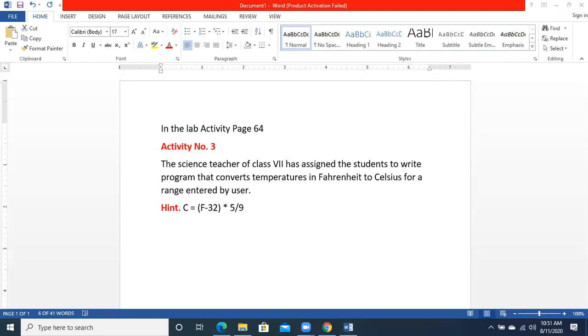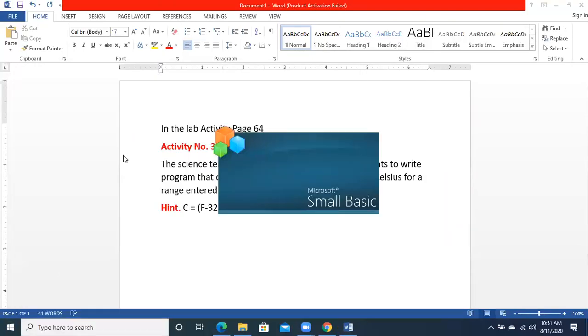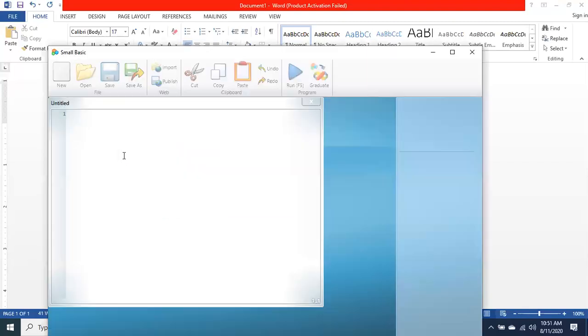So first what we are going to do, first we will make the code for single value. Then we will start a loop. फिर हम उसको loop में put करेंगे so that your concept should be clear about it. अच्छा जी. So I am going to open the small basic.